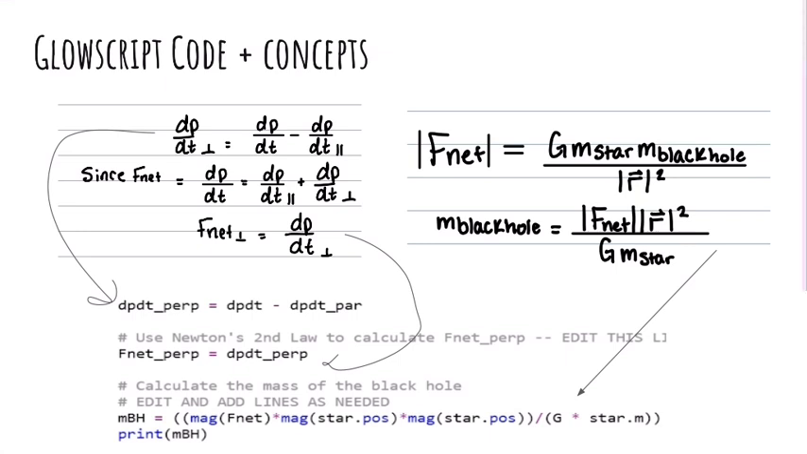We also find the mass of the black hole by deriving our formula from the only force that acts on the system, the gravitational force. We have our Fnet shown below, and by isolating the mass of the black hole, we find that the magnitude of Fnet times the magnitude of the distance squared, over G, the universal gravitational constant, times the mass of our star, gives us the mass of our black hole.